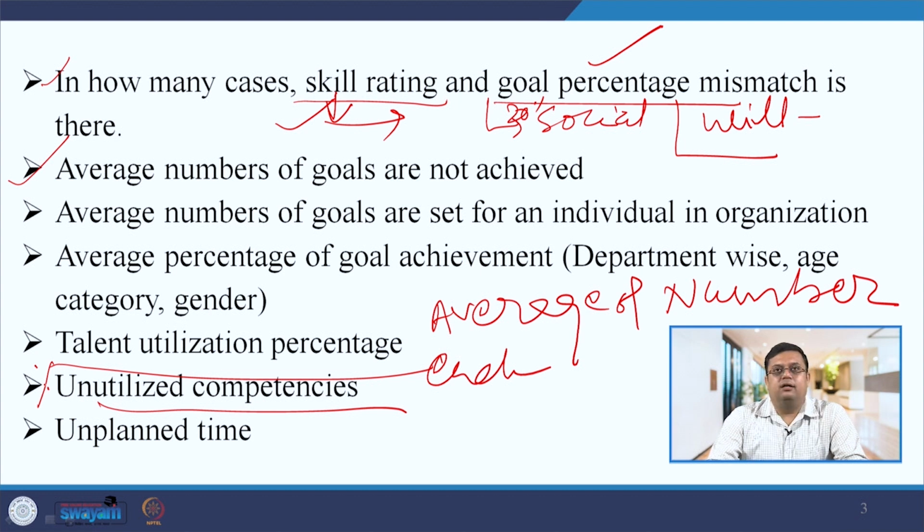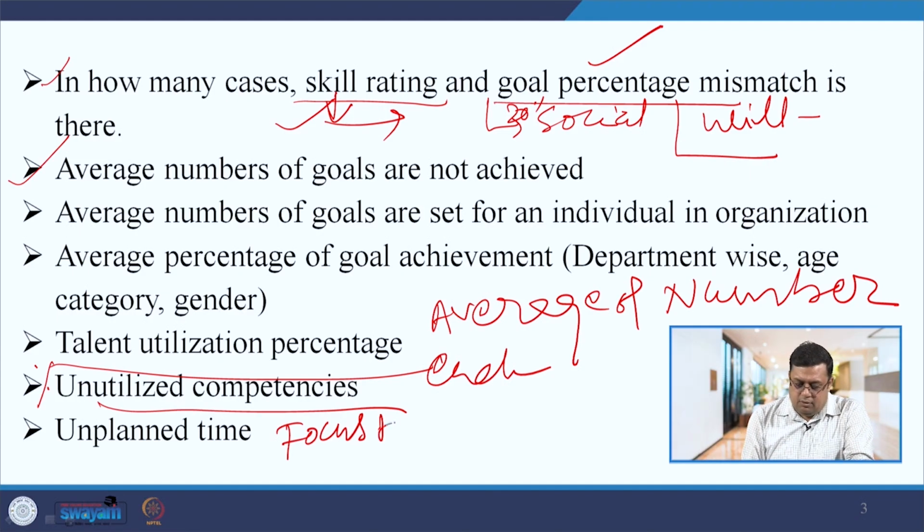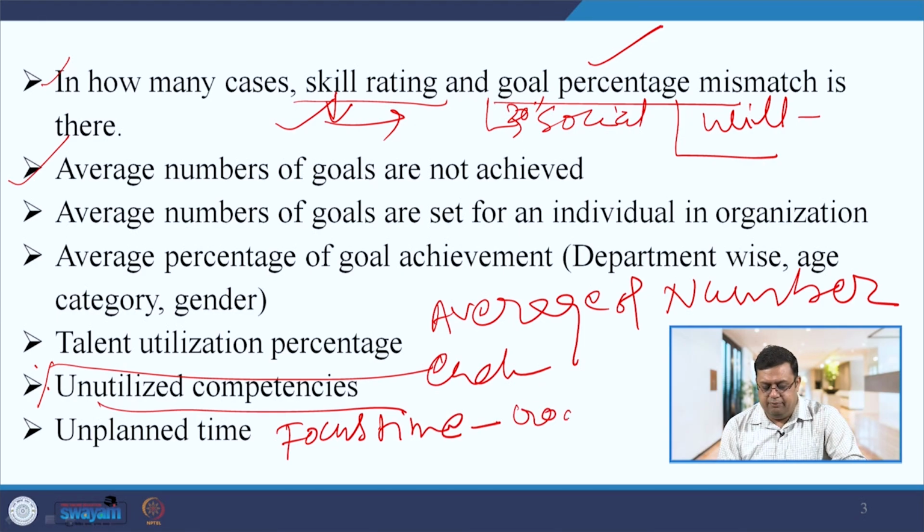And unplanned time. One thing I already said: if you have done the goal setting, the number of days that you have calculated by deciding the KPI, and that focus time that you have already calculated. So, focus time minus this goal achievement time, right, how much time is required for achievement.